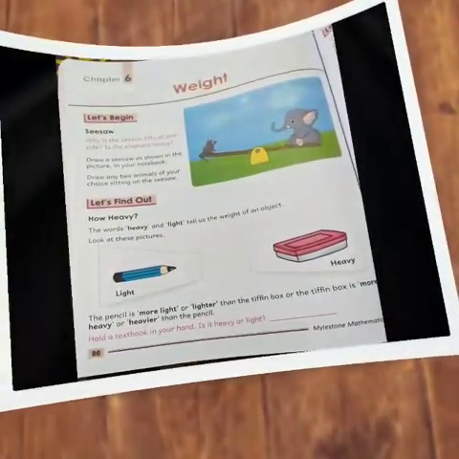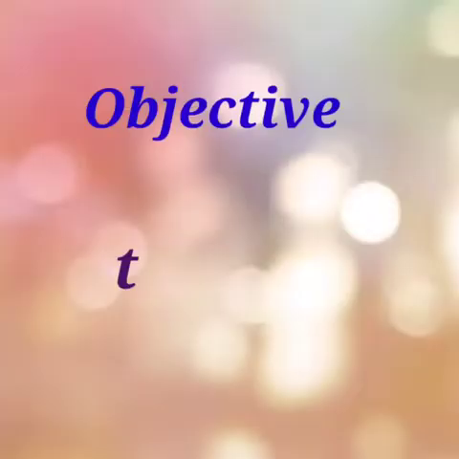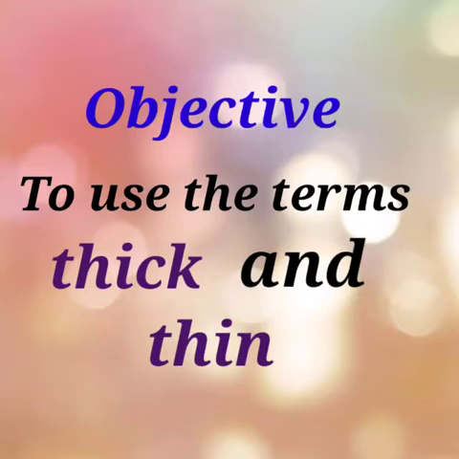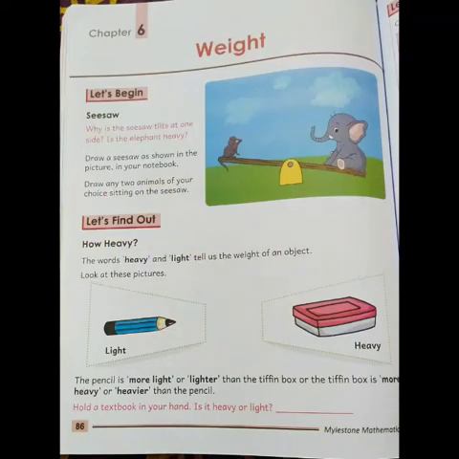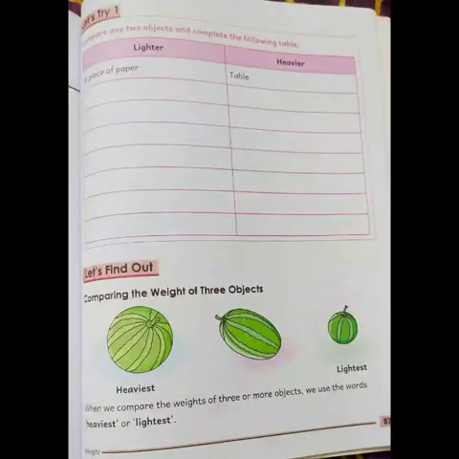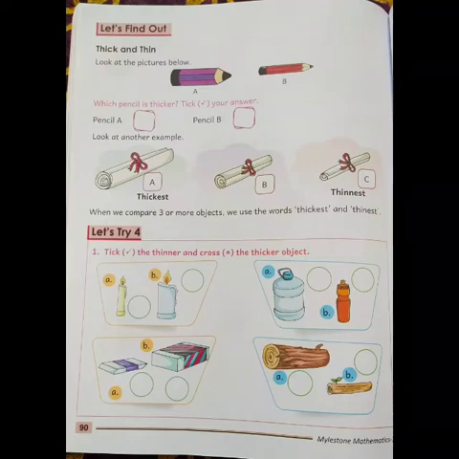As we are doing chapter 6, today we are going to do thick and thin and Let's Try 4. The objective of this is to use the terms thick and thin. But before that, a quick recap for you. As you understood, the concept of light and heavy, lighter and heavier, and also understood lightest and heaviest, and estimating weight. So let's start today's topic, that is thick and thin.